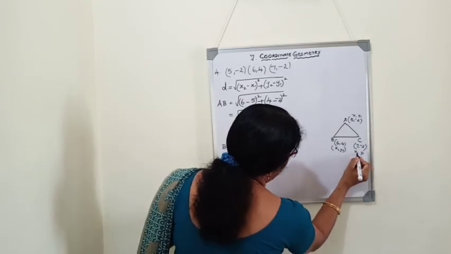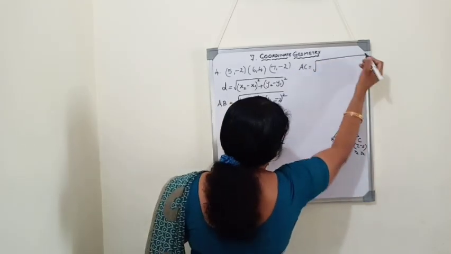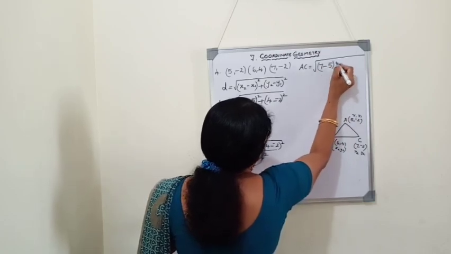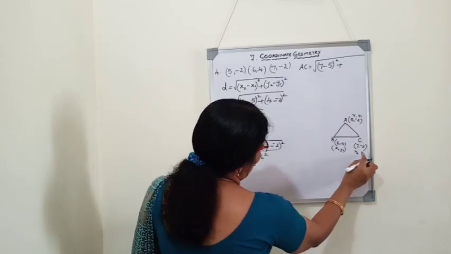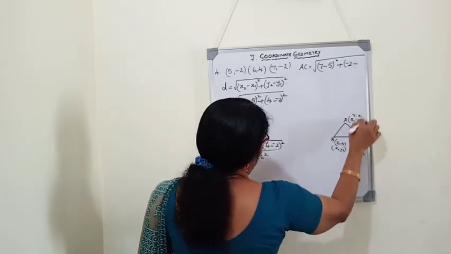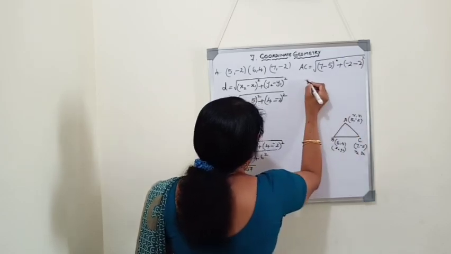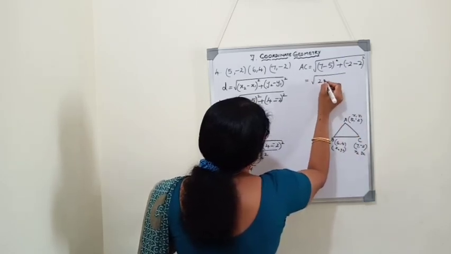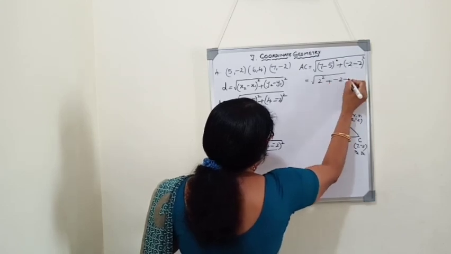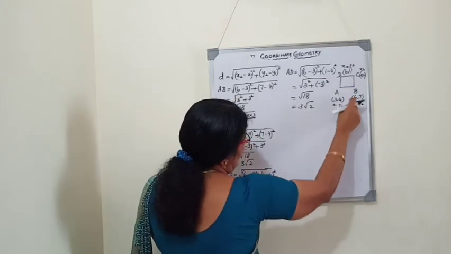So here I will write x2, y2. AC equals square root of (x2 minus x1): 7 minus 5 the whole square plus (y2 minus y1): minus 2 minus then minus 2. So this part we should be careful with: the whole square equals square root of 2 square plus minus 2 minus into minus becomes plus. So we got all the four sides of this are equal.